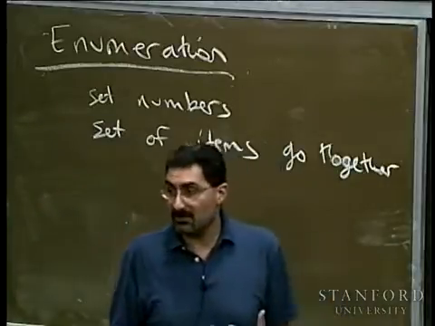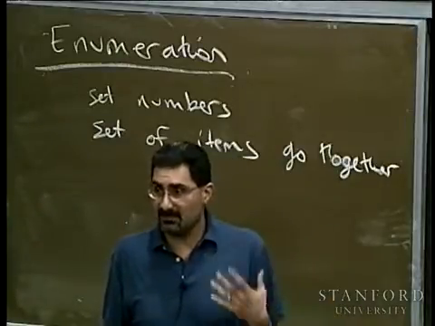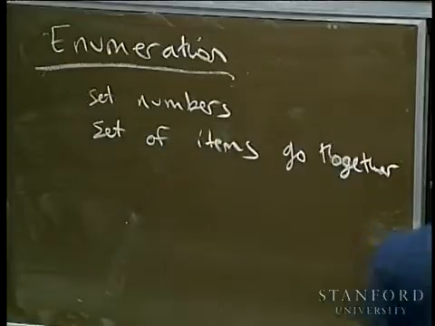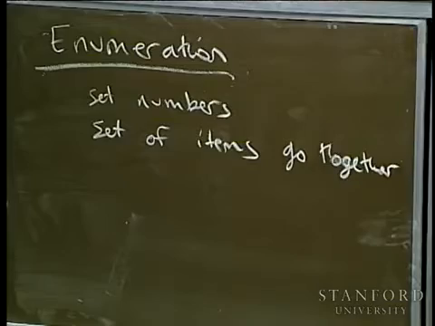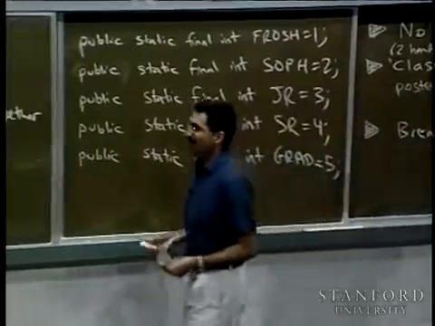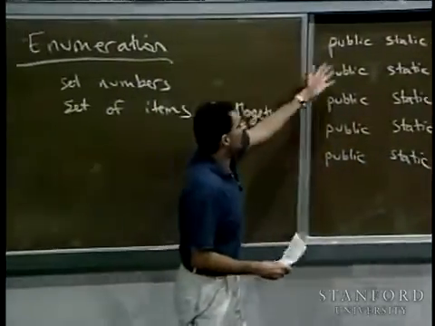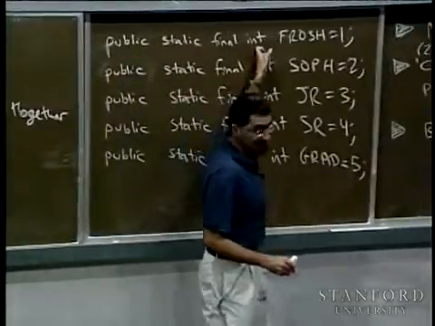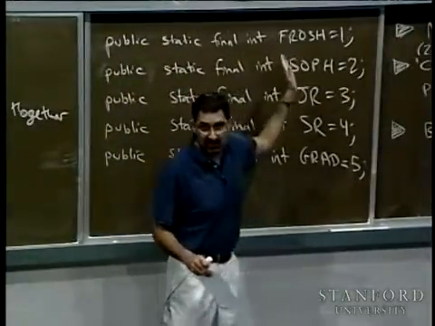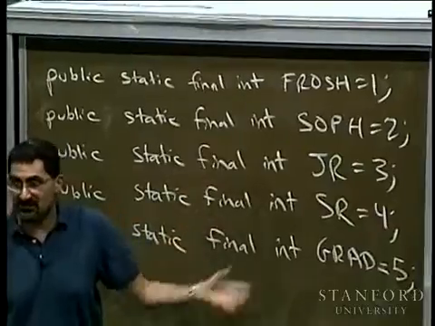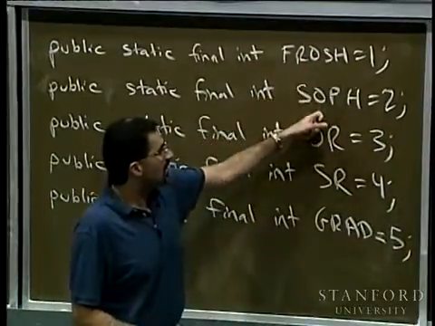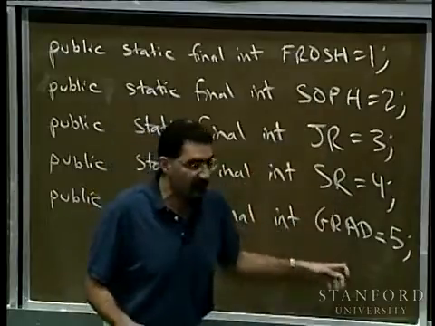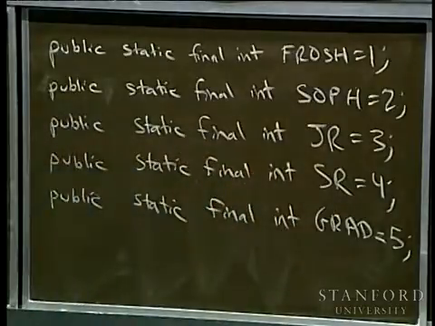And so one way we might do this in Java, for example, is just to have a series of constants that are integers. So we might have some constant, public, static, final, int, and so if we're going to do an enumeration, oftentimes we just use integers to refer to each of the individual items, and we just count them up. So frosh would be 1, sophomores 2, juniors 3, seniors 4, grad is 5. That's just what year you might be in school.